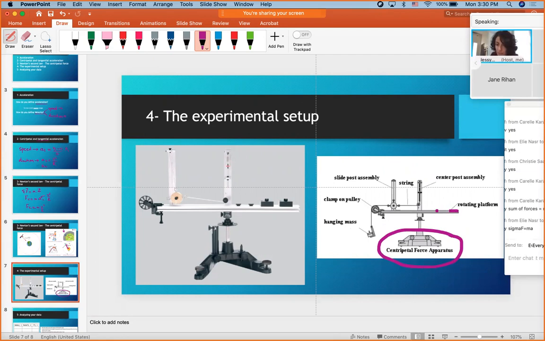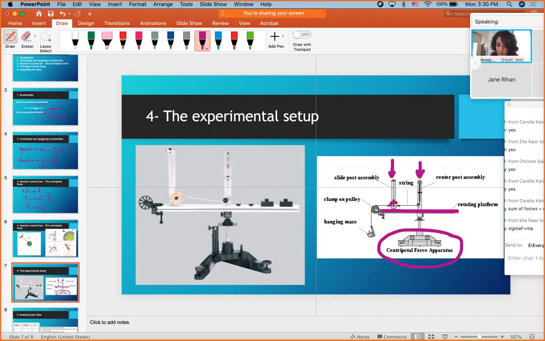You have a rotating platform. This is like a ruler that would rotate horizontally, clockwise or counterclockwise. The rotation is so smooth. The friction is so low. You would love playing with this. You have a central post that I'm going to center in the middle. And you have a slide post. I'm going to move the slide post.